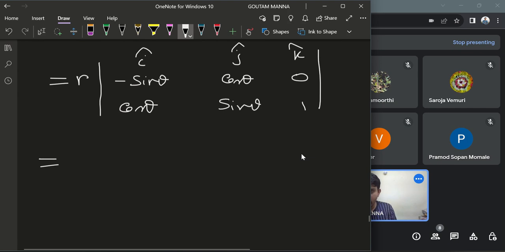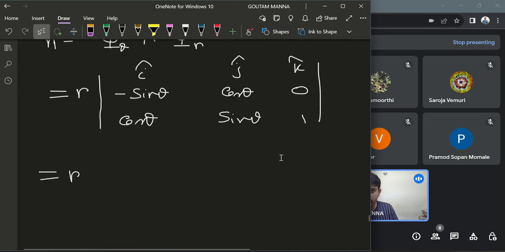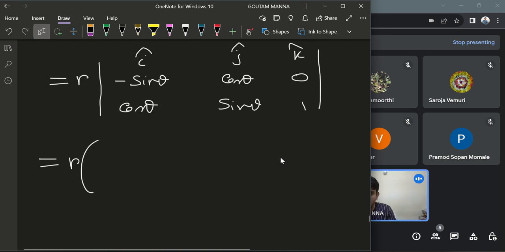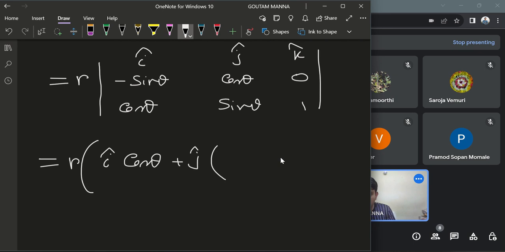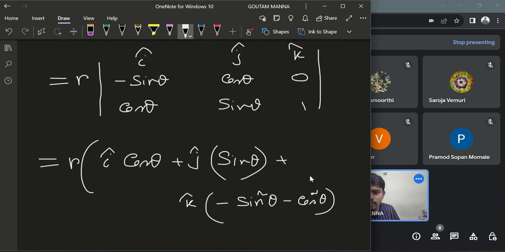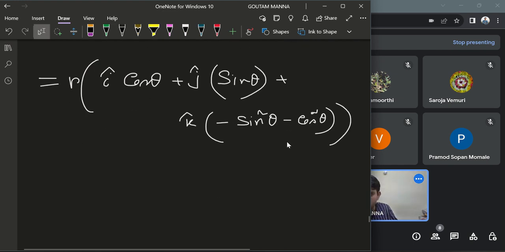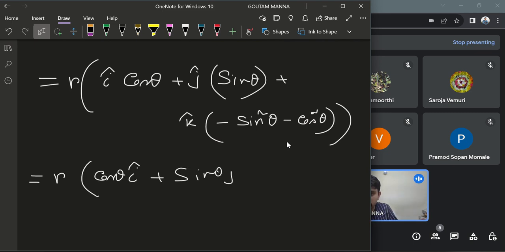Okay, this r is there, and if I find out the determinant, it will be i cap cos theta plus j cap sin theta, minus j cap sin theta, plus k cap (minus sin square theta minus cos square theta). So which will be r cos theta i cap plus sin theta j cap minus k cap.